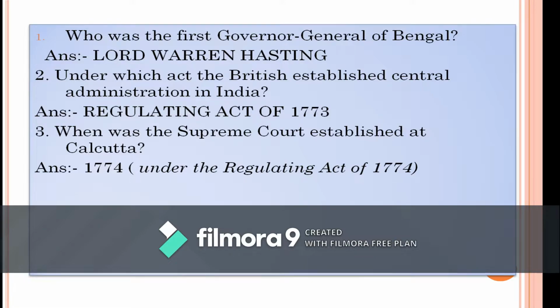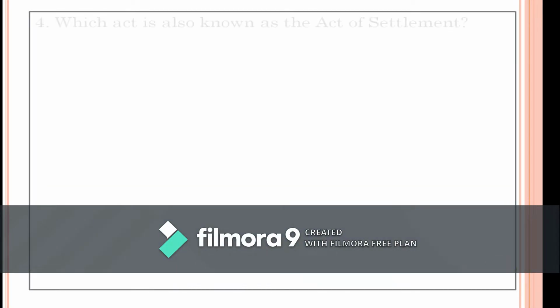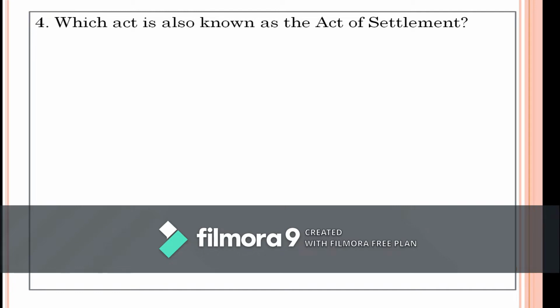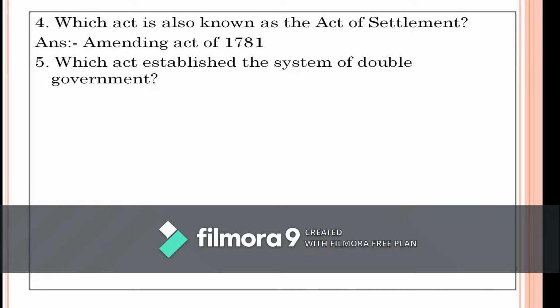So the next question is, which act is also known as the Act of Settlement? The Act of Settlement is known as the Amendment Act of 1781. It's very easy to remember: Act of Settlement is 1781. Next question, which act established the system of double government? Double government, or you can say dual government also. So it is the Pitt's India Act of 1784 that established the dual government.